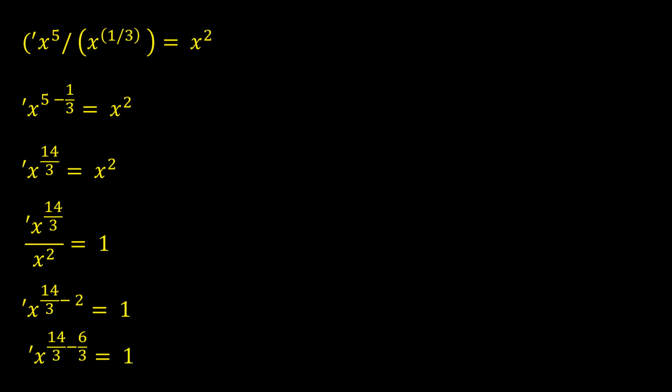Express 2 as 6/3, which gives us a common denominator. Simplify the exponent. 14/3 minus 6/3 is 8/3. This gives x to the power of 8/3 equals 1.